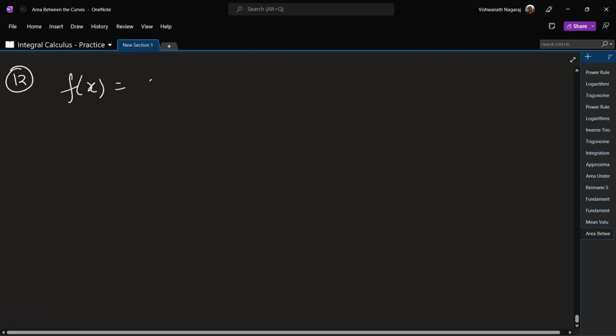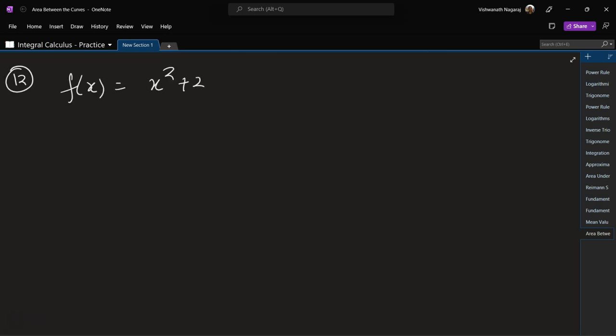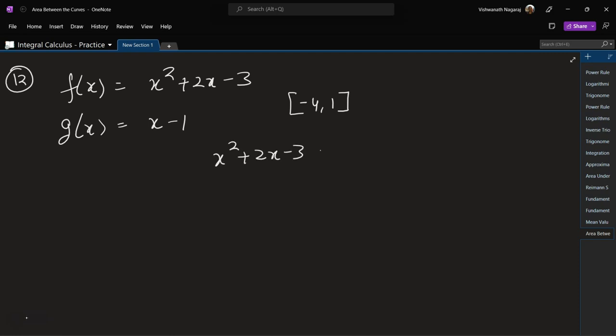12th one. f of x is x square plus 2x minus 3, g of x is equal to x minus 1 in the interval minus 4 comma 1. So first let's figure out the intersections. So x square plus 2x minus 3 is equal to x minus 1. So x square plus x minus 2 equal to 0. So which means x is equal to minus 2 and 1.